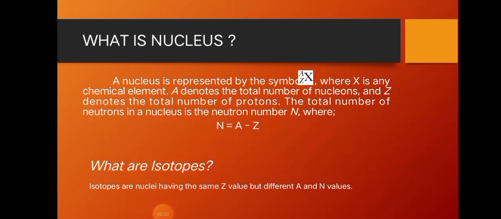What are isotopes? Well, isotopes are nuclei having the same Z value but different A and N values. The natural abundance of isotopes can differ substantially.